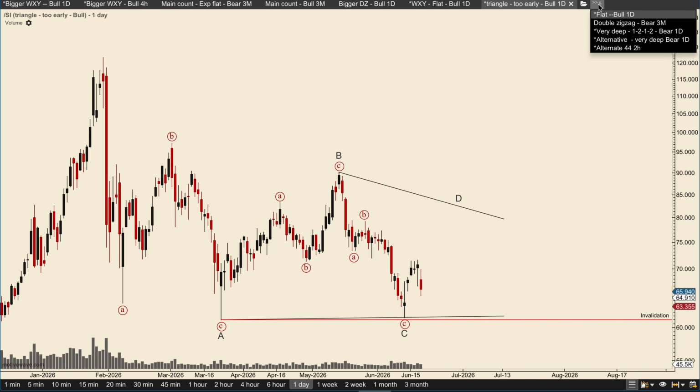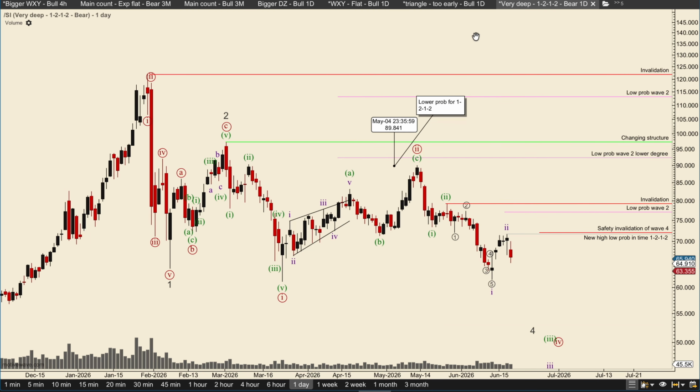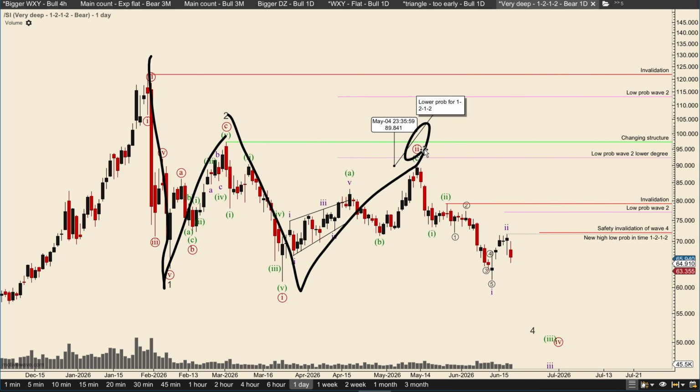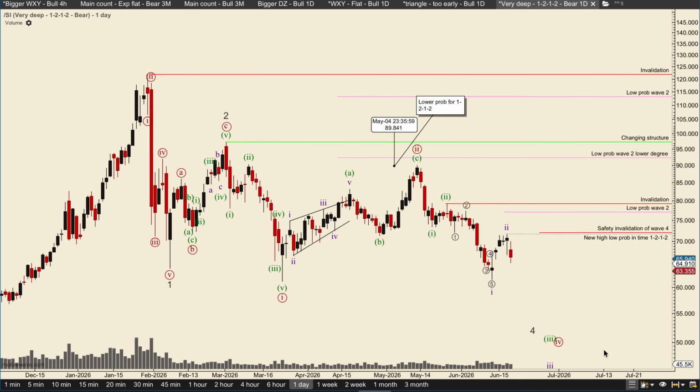These were all bullish scenarios, and the only bearish scenarios that we have are these two. So very deep 1 2 1 2, looking for way lower prices. So 1 2 1 2 of a lower degree, and then 1 2 1 2 3 4 5 1 2 3 4 5 4 5, and so on.